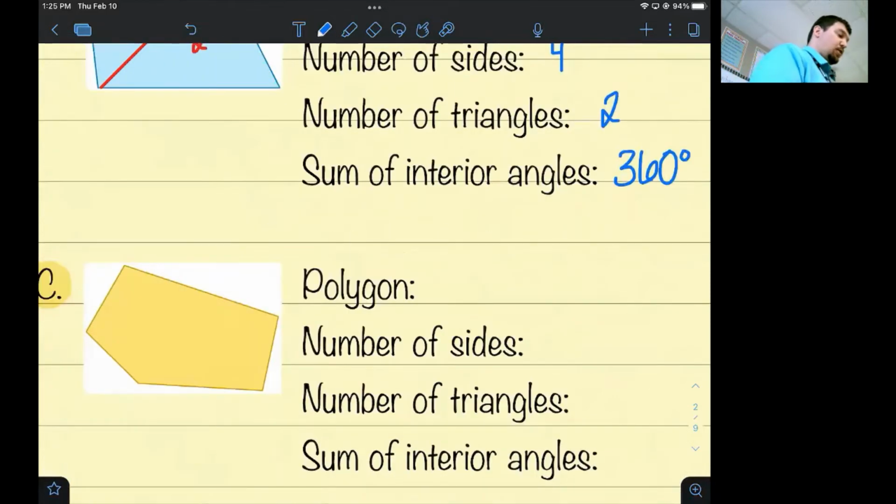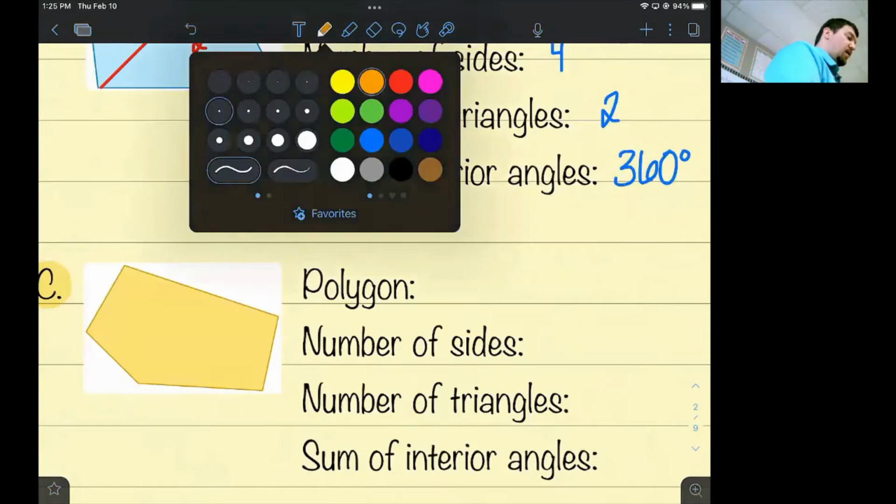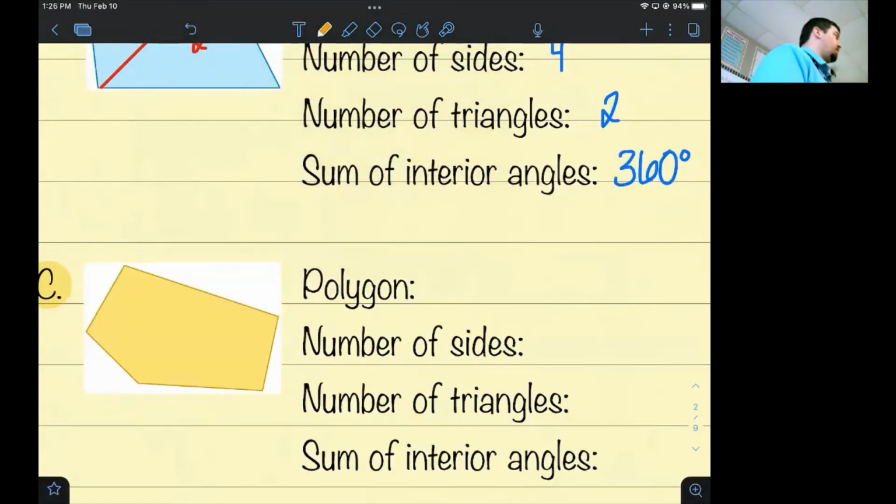Okay, next polygon we're looking at has 5 sides. What do you call a 5-sided polygon, Xander? It's a pentagon.